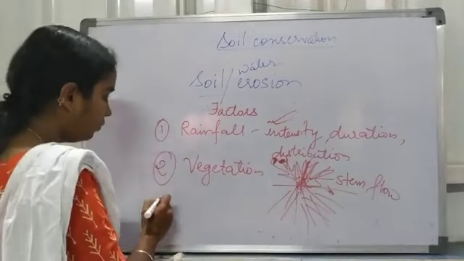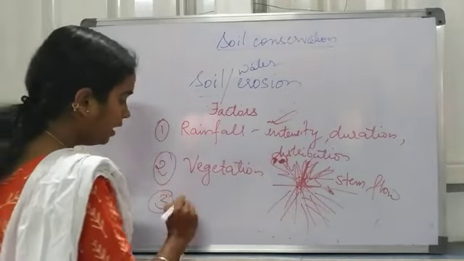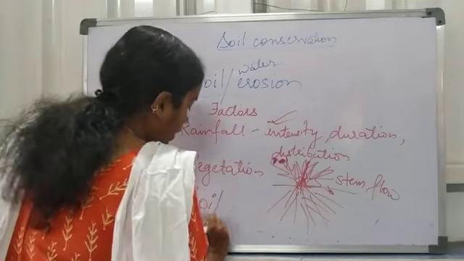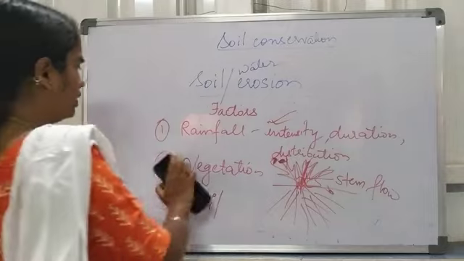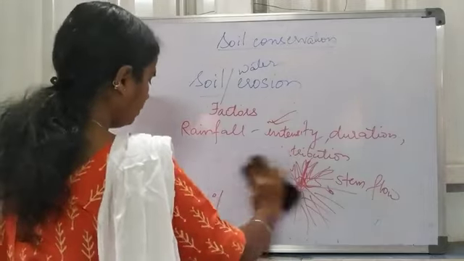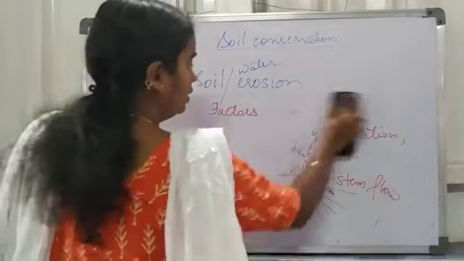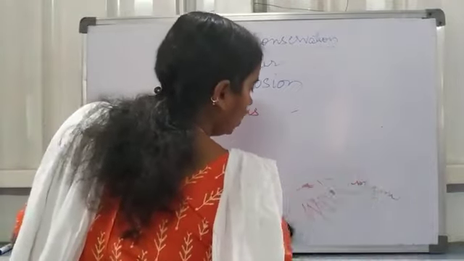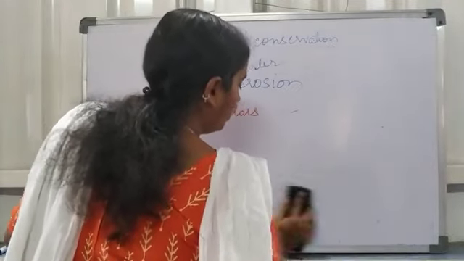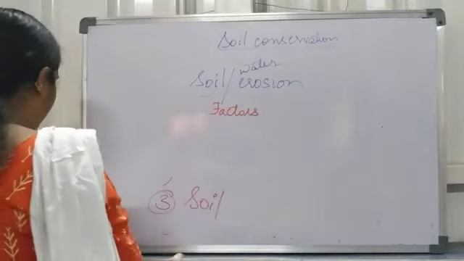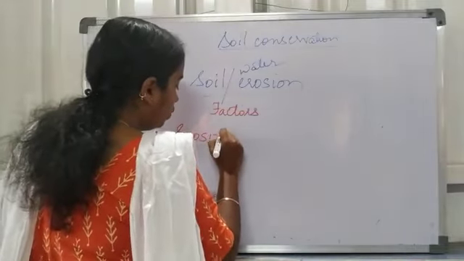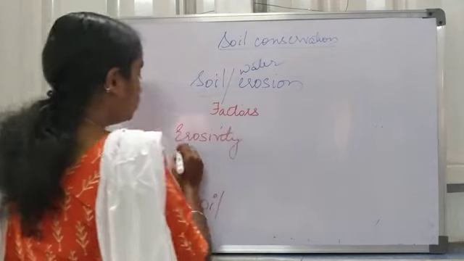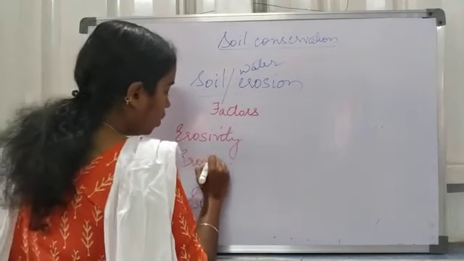And the third and important factor is the soil. So how is soil affecting? Under soil there is so much to discuss. We talk about erosivity and erodibility in soil. These are two words which are very confusing: erosivity and erodibility.